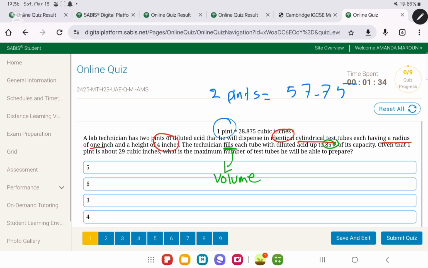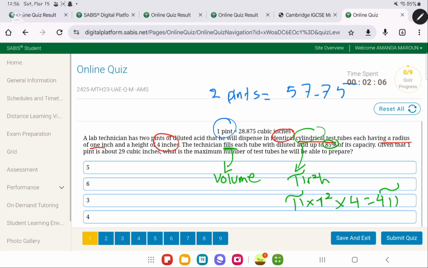So let us find the volume of one singular identical test tube. It's going to be the volume of a cylinder, because they are cylinders. And we know that the volume of a cylinder is pi r squared h. So it's pi times the radius, which is given to be 1, times the height, which is 4 inches. We put it on the calculator and we get 4 pi.